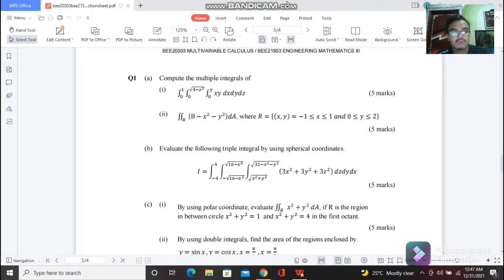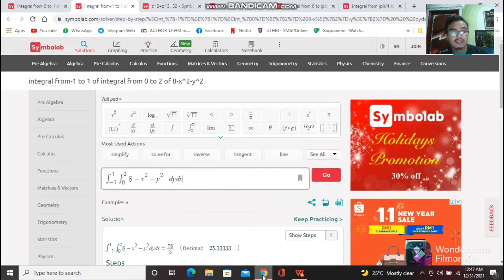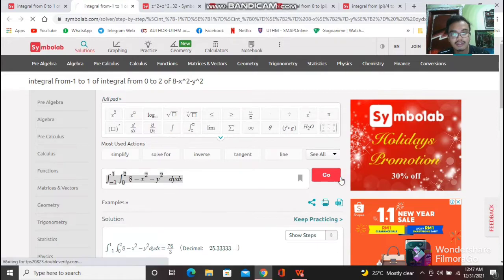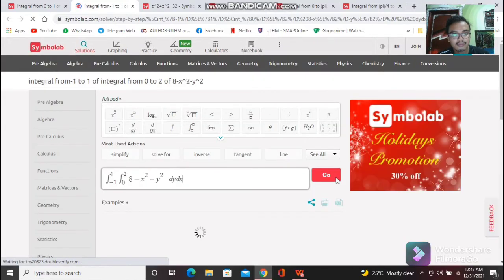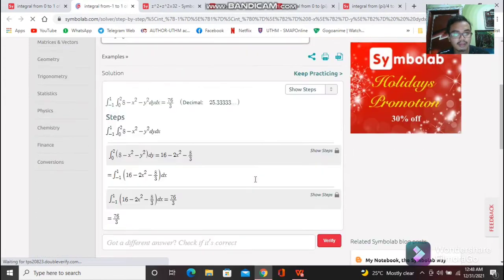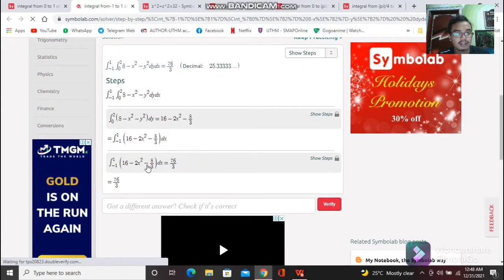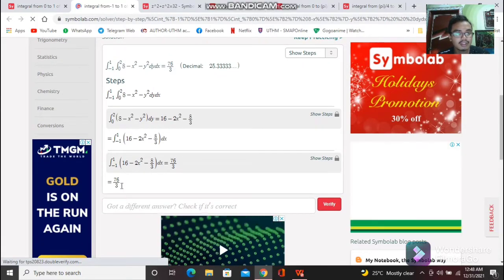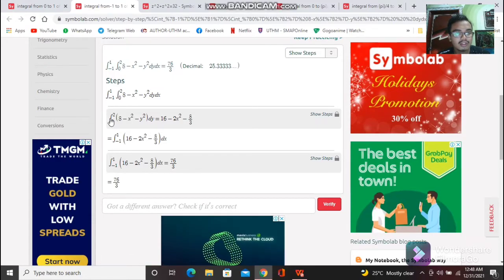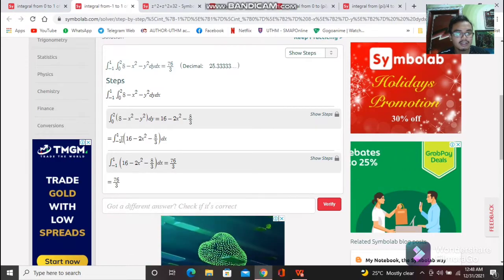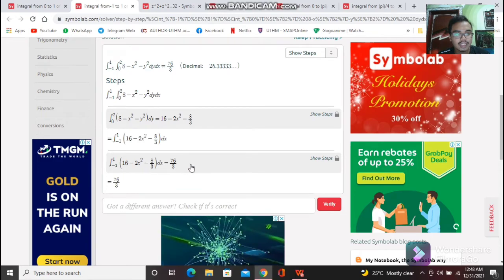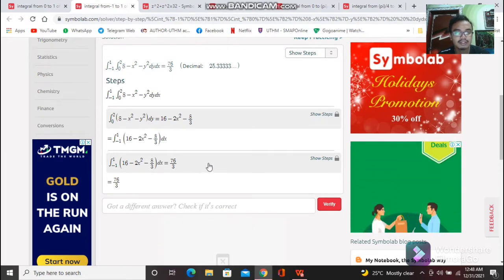So next is the question 1a number 2. So multiple integral 2. So I am using the Symbol Lab, and this is the question, and we will run. And then we will get the answer is 76 per 3. So firstly we have to find the first integral, and then continue with the second integral, and then we will get the answer 76 per 3.